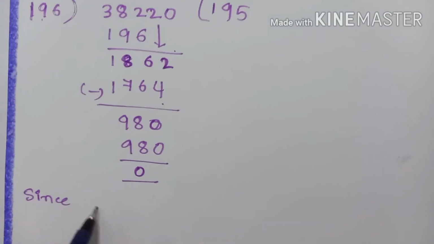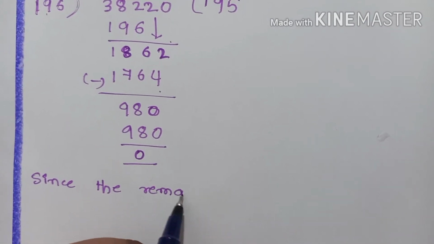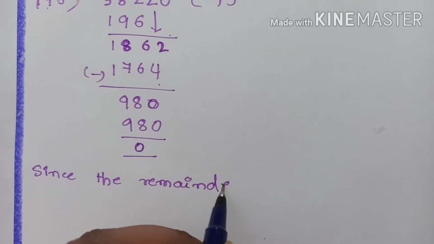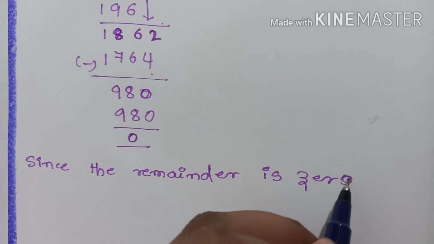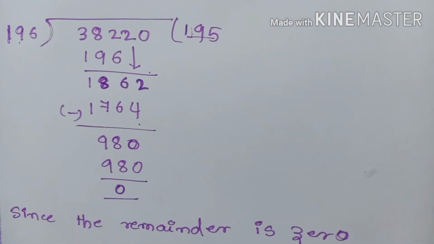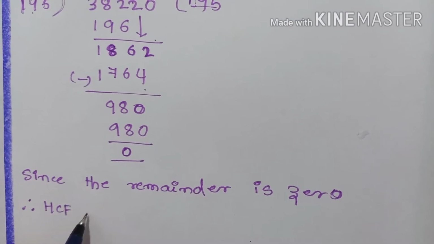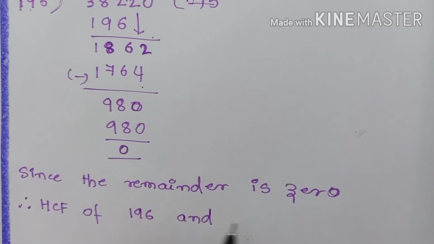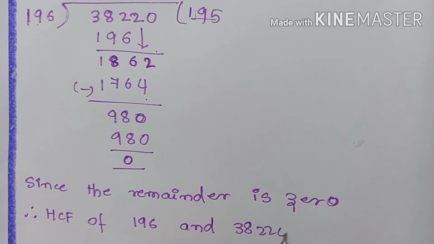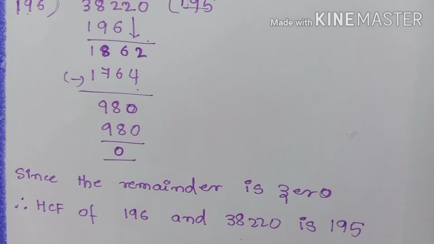Since the remainder is 0, the quotient will be the HCF. Therefore the HCF of 196 and 38,220 is 196, and this is the solution.